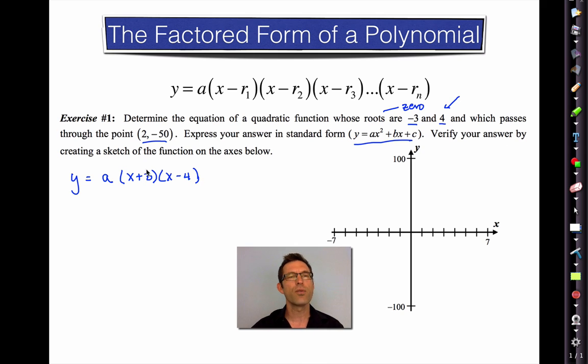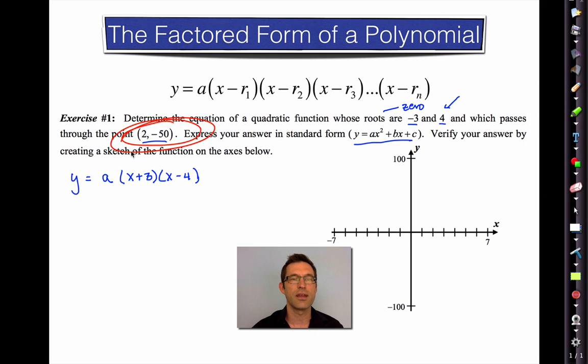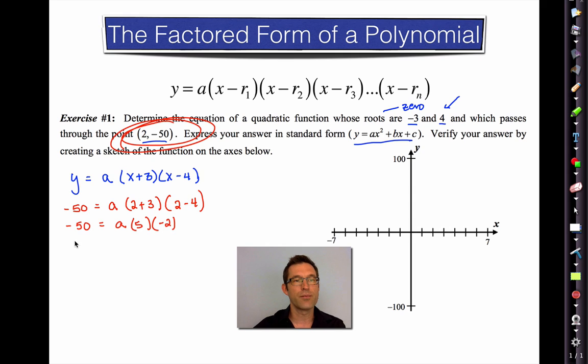Now, the way I'm going to do that is by using this extra point that I was given. That will allow me to find a. I'm going to put in -50 for y, and I'm going to put in 2 for x. If that point lies on the curve, then this must be a true expression. Remember, all of this is multiplication, so I get a 5 there, and I get a -2 there, so I get -50 equals -10 times a, which of course then means that a is equal to 5.